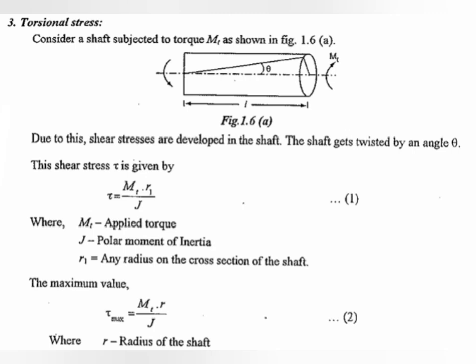In order to find that shear stress, tau is equal to Mt into r1 by J. Mt is not simply a moment, it is the applied torque. We give a definite torque in order to have that twisting moment. So that applied torque is Mt, and r1 is any radius on the cross section of the shaft. It is the distance we have to find. J is the polar moment of inertia. Polar moment of inertia also varies with the geometric structure, so you have to learn it for different structures. I will show that in a table.